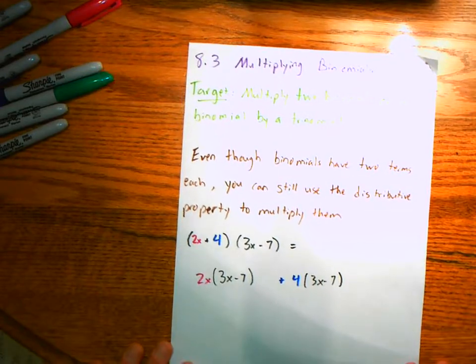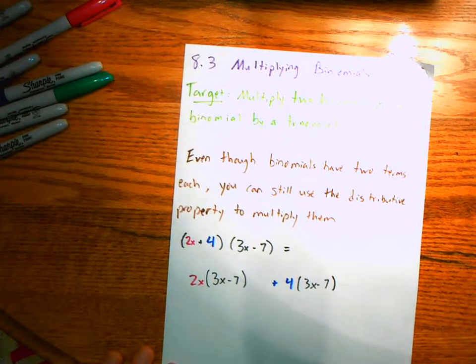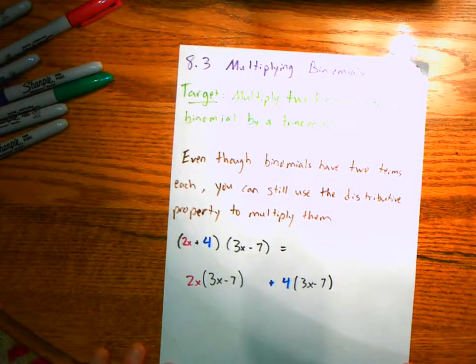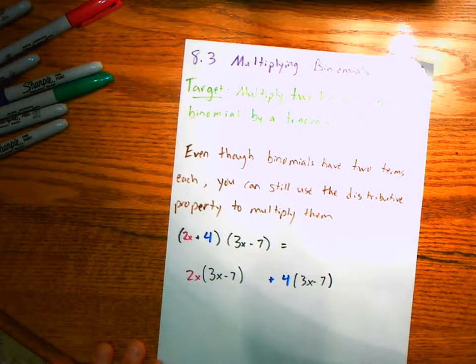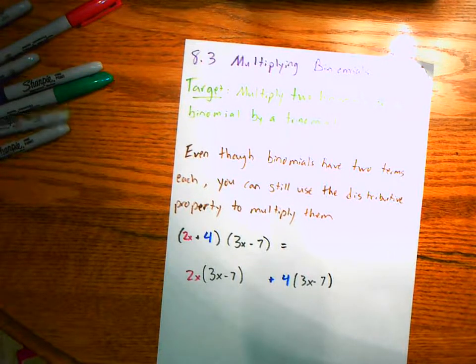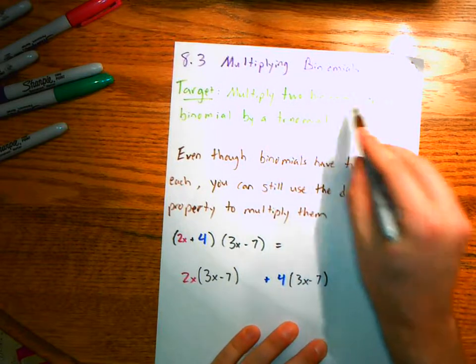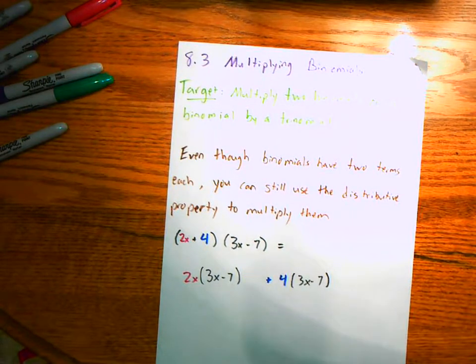Hello, this video is on section 8.3, which is titled Multiplying Binomials. And a target for this is to multiply two binomials together or to multiply a binomial by a trinomial. And the only thing that I'm going to be referencing in this video are two binomials. We may get to a binomial and a trinomial in class, but the main thing I want to focus on now is two binomials together.